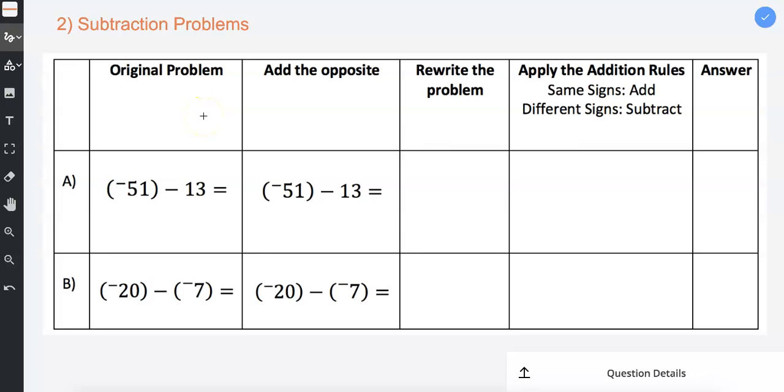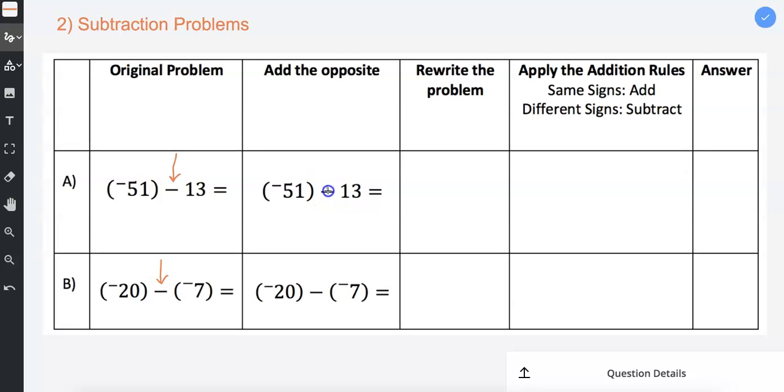Now, when it comes to the subtraction problems, we have more work to do. When you do not already see an addition sign in between, what you have to do is change the subtraction to addition by adding the opposite. So let's go ahead and do this for this first subtraction problem. We're going to add the opposite.